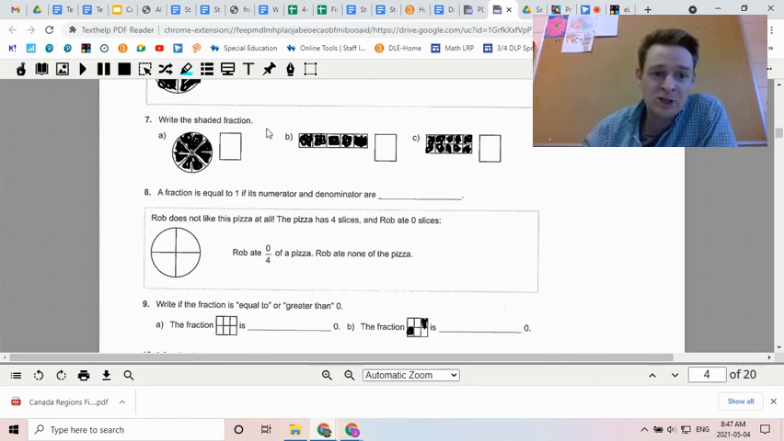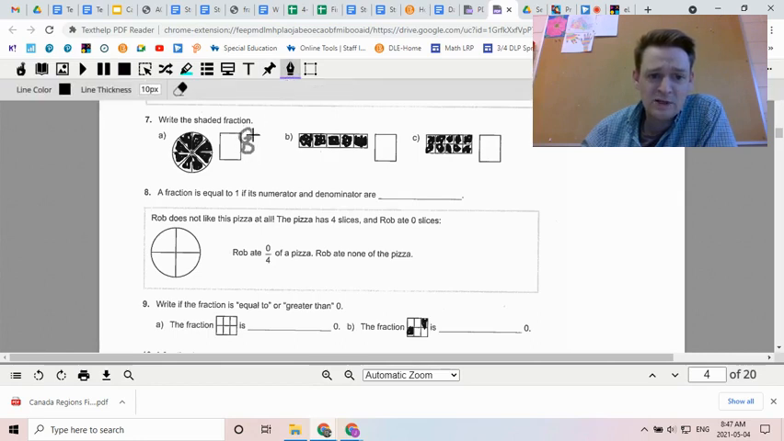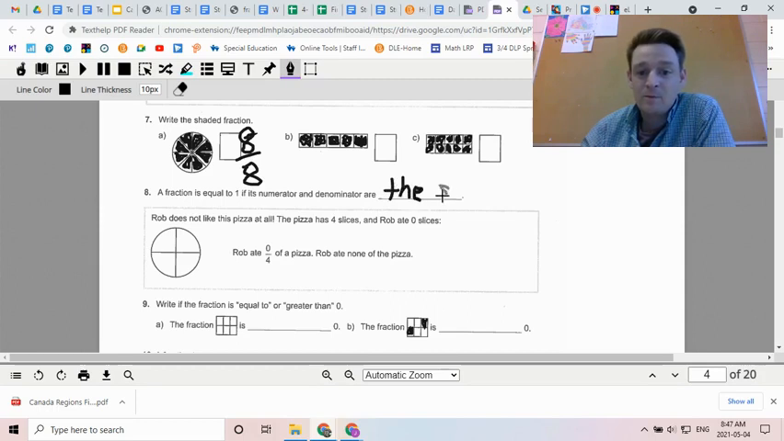So here it wants us to write what the shaded fraction is showing. So here we have 8 sections out of 8. So I'm going to do 8 over 8. That's what it's showing. A fraction is equal to 1 if its numerator and denominator are the same, or you could write the word equal. Right? We've got one whole thing. If we have all the pieces that our whole thing was cut into, if that makes sense.